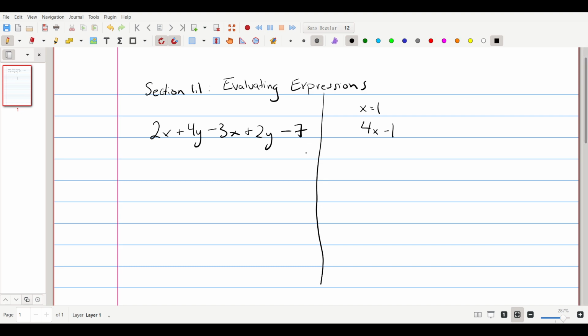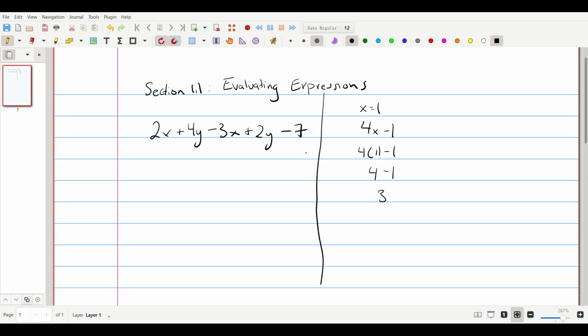So if we wanted to evaluate this, all we would essentially do is replace the x with a 1. I like to write it in parentheses so that I can easily see what operation I need to do first with PEMDAS. And so now we have 4 times 1, right? 4 times 1 is 4. Then we bring down the minus 1, and we have one operation left. 4 minus 1 is 3.